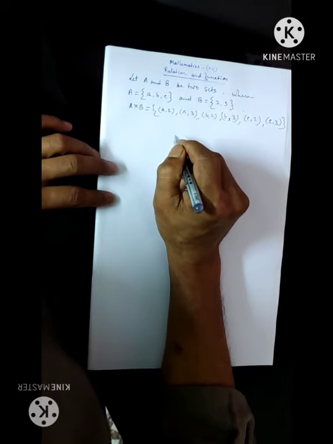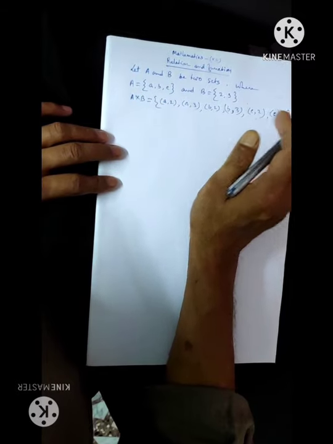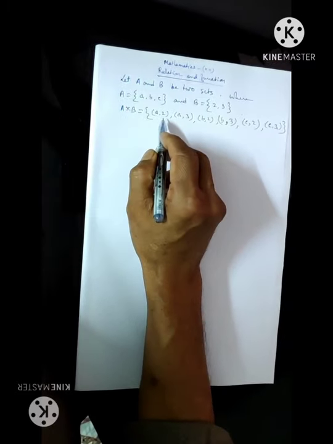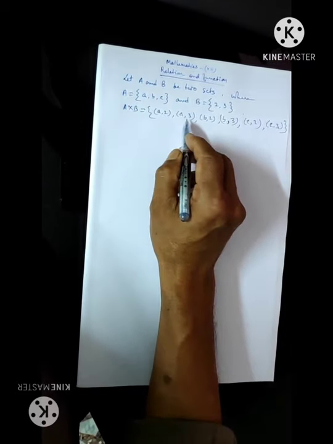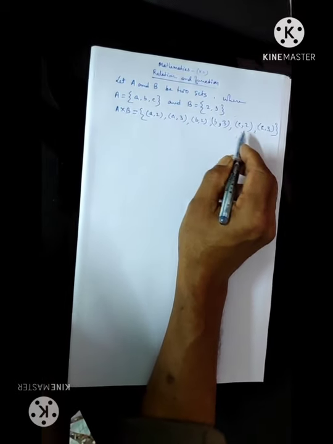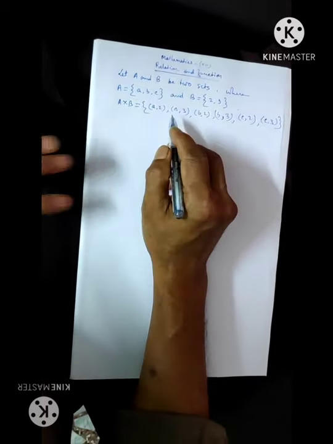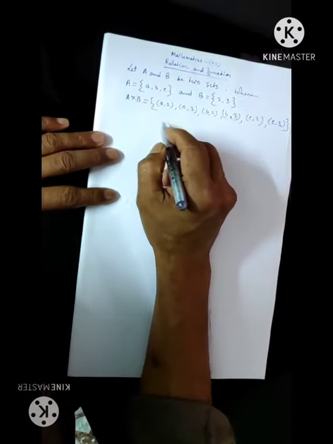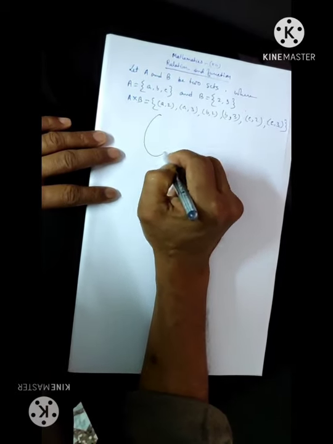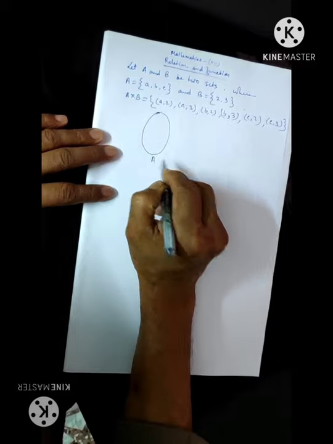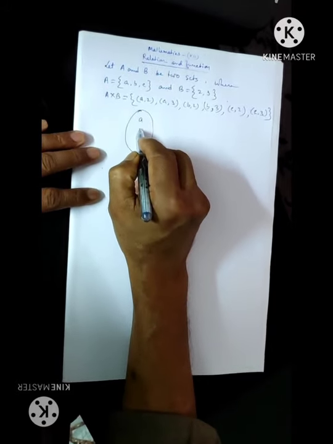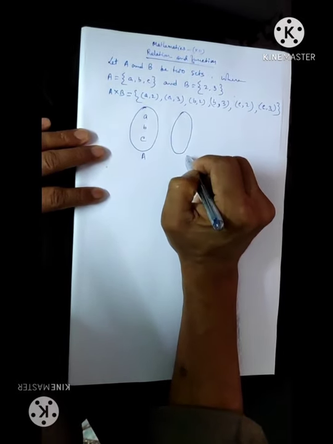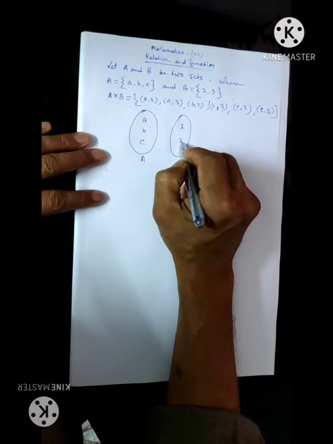of elements from A and B. As per example, A cross B is equal to (a,2), it is also an ordered pair, (a,3), (b,2), (b,3), (c,2), (c,3). These ordered pairs we can draw as a picture this way. This is the set A, its elements are a, b, c, and the set B, its elements are 2, 3.